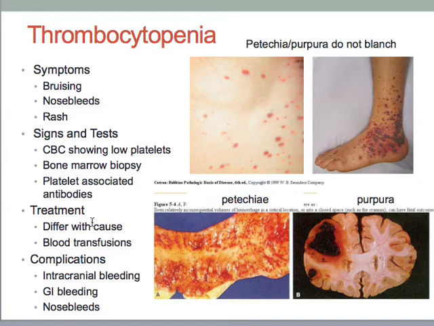If you don't treat appropriately, the complications, which means how it can kill you, are intracranial bleeding, like you see here in B, GI bleeding, like you see in A, and then continual nosebleeds. If you've ever had a nosebleed before, you know that they can bleed quite a bit, so quite a fair amount of blood can be lost in that case.